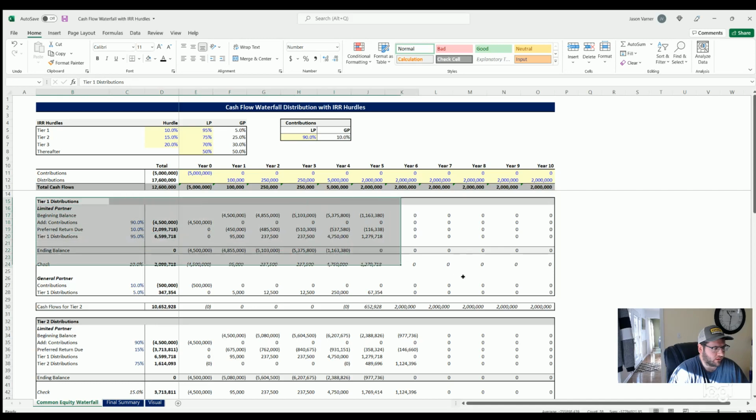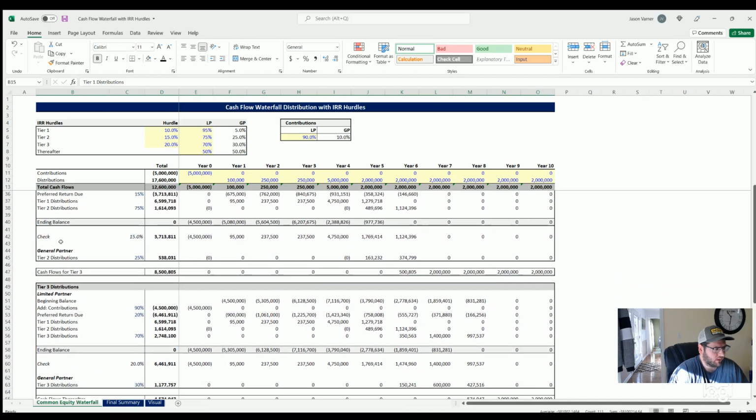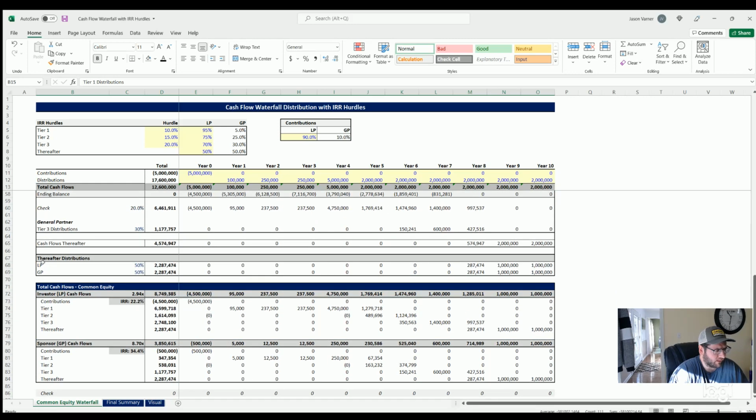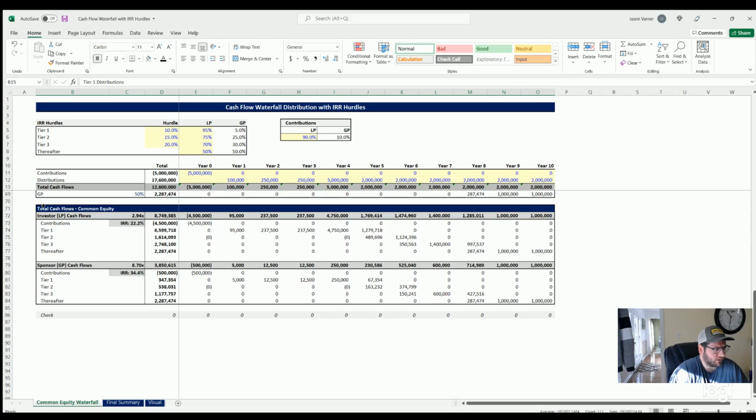It does, here's everything for tier 1, split out very cleanly. Here's tier 2, tier 3, if you get there, and then thereafter. And then at the bottom is a consolidated view of how much is being distributed at each tier, and the aggregate total going to the LP versus the GP.